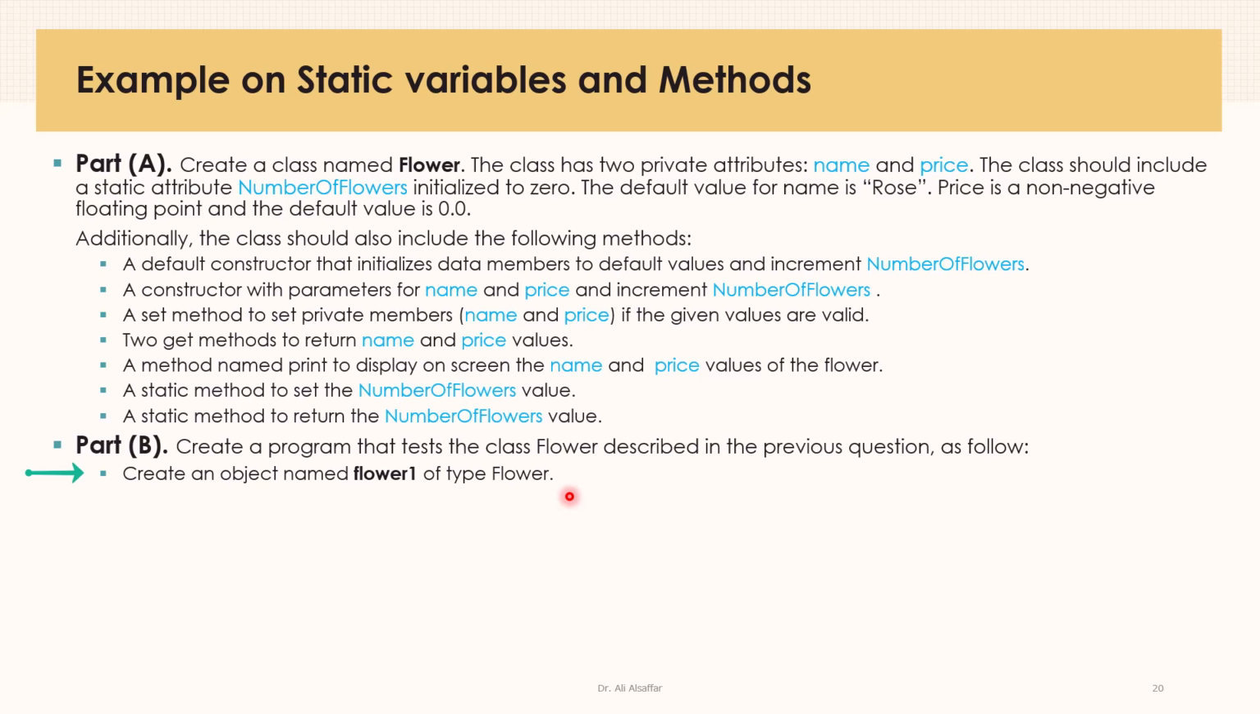Notice here, it does not require us to initialize the name of the flower or the price of the flower by a certain value. So that means we need to call the default constructor to initialize the name and the price of the flower. Name will be initialized to roses and price will be initialized to 0.